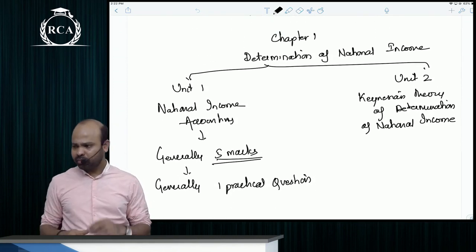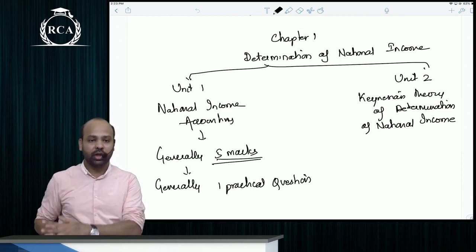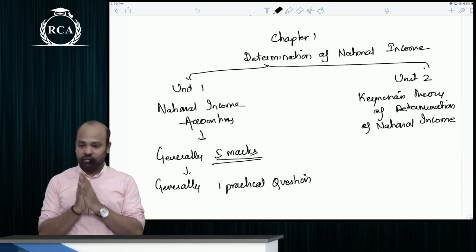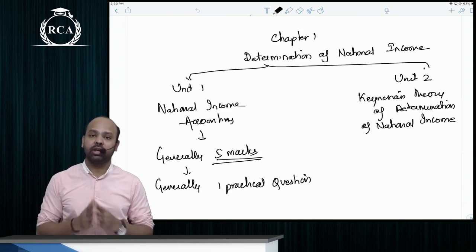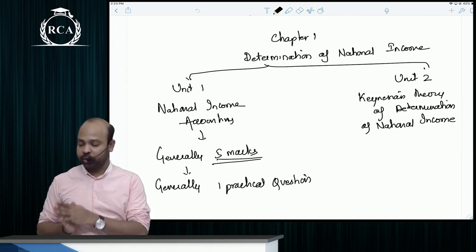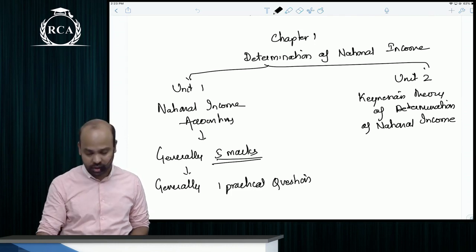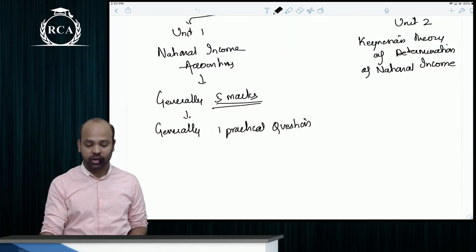Now guys, that was just the introduction that I gave you about macroeconomics. I also told you that microeconomics is about individual factors, individual persons. This very first chapter, determination of national income, is segregated into two subparts. Unit 1 national income accounting, unit 2 Keynesian theory of determination of national income. You are supposed to listen to the revision video properly.